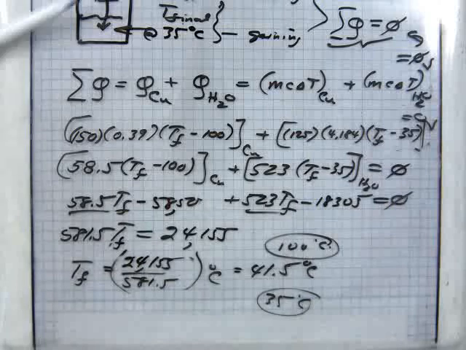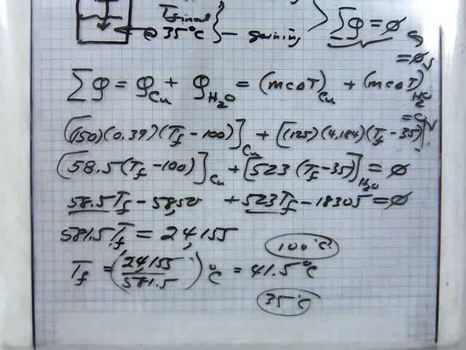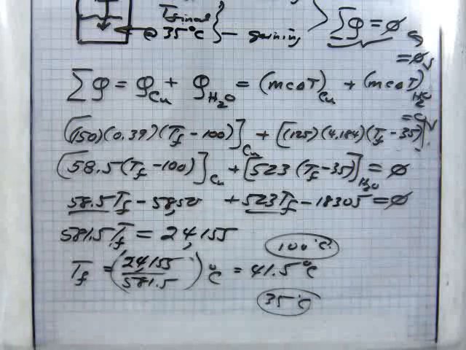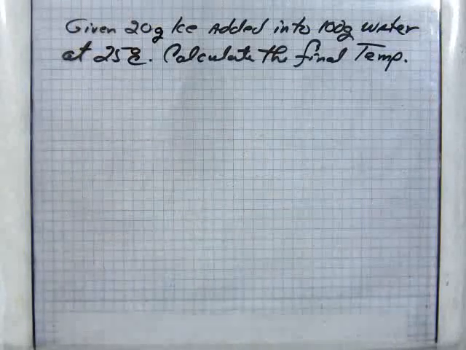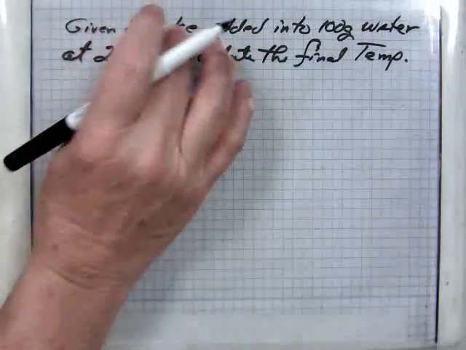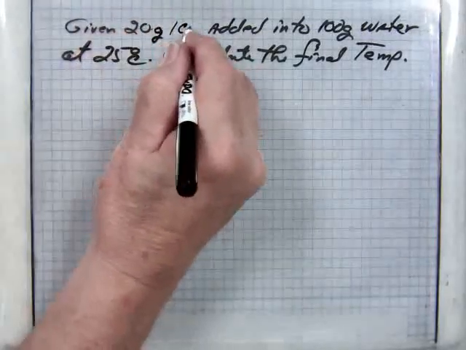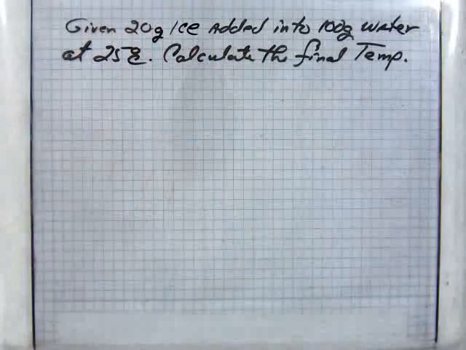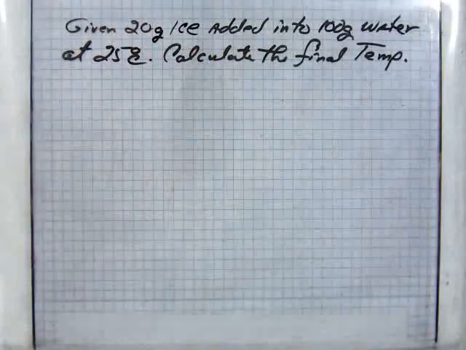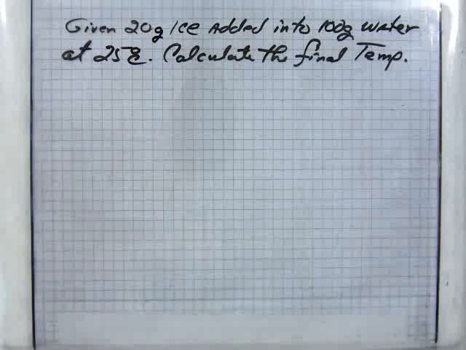Okay, now these were objects that didn't undergo phase change. What if you had one where you're dropping 10 grams of ice into 100 grams of water, or 20 grams of ice into 100 grams of water at those two different temperatures? Okay, how about this? Let's say we're given 20 grams of ice, that is the word I-C-E, added into 100 grams of water at 25 degrees. Calculate the equilibrium temperature, or thermal equilibrium temperature.